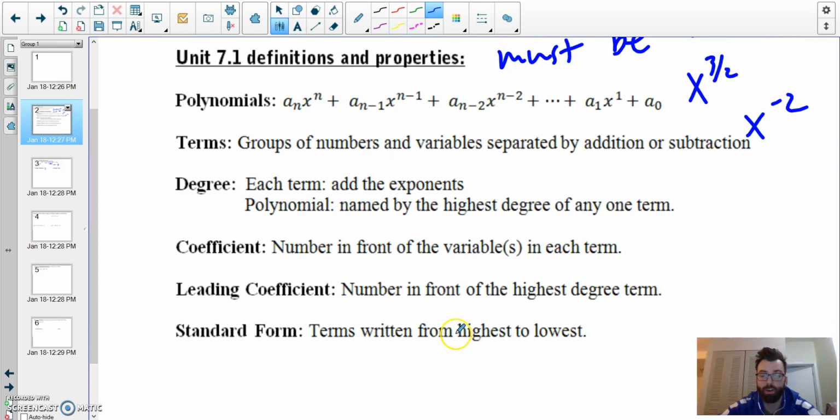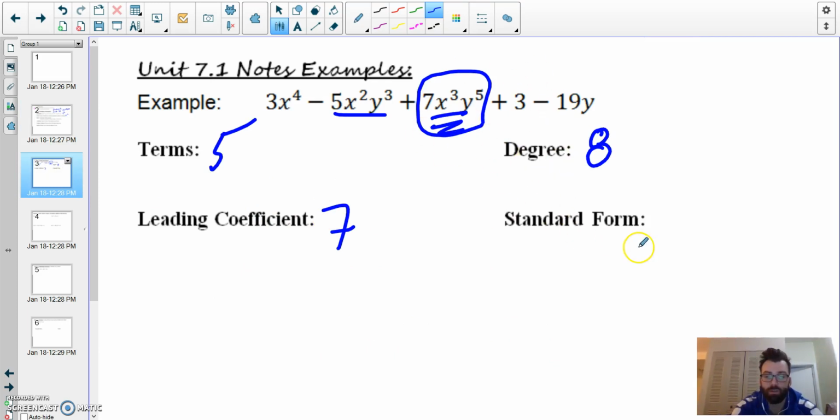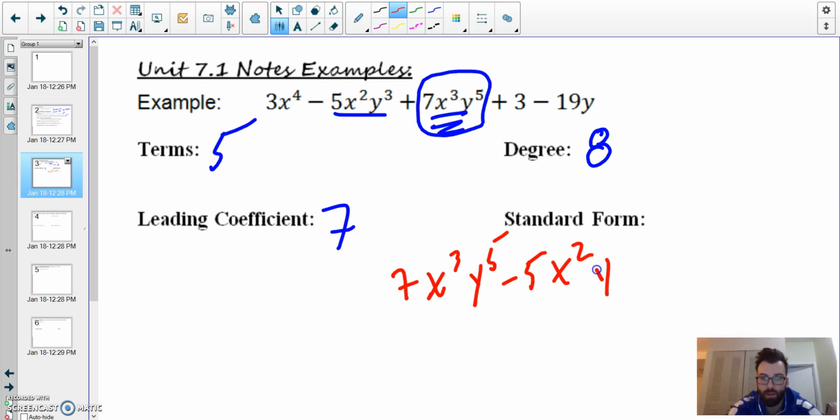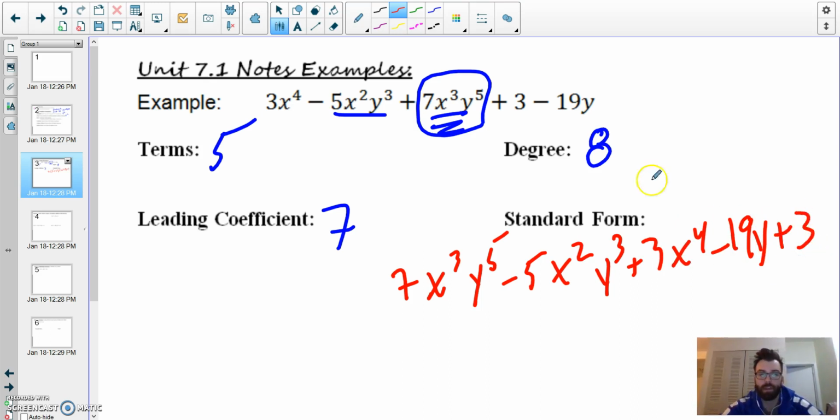Standard form of any polynomial is when the terms are written from highest degree to lowest degree. So our highest degree term, we said, was 7x to the third y to the fifth. Our next highest degree would be this term here, so minus 5x squared y to the third. Our third would be that term there, so plus 3x to the fourth minus 19y plus 3. I need to pay attention.